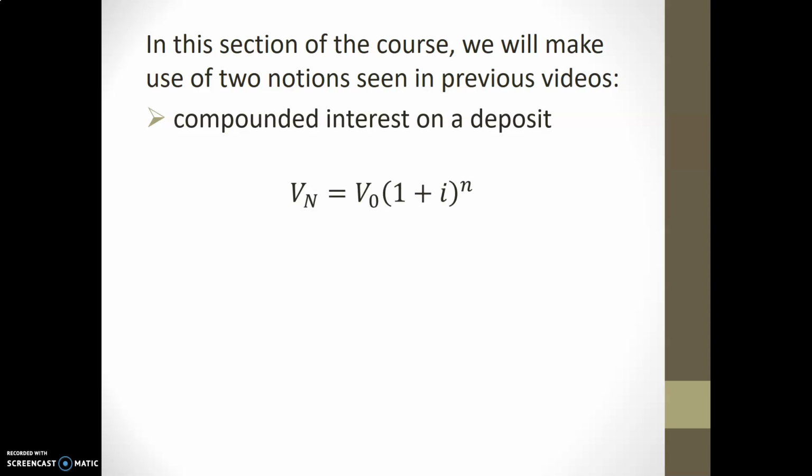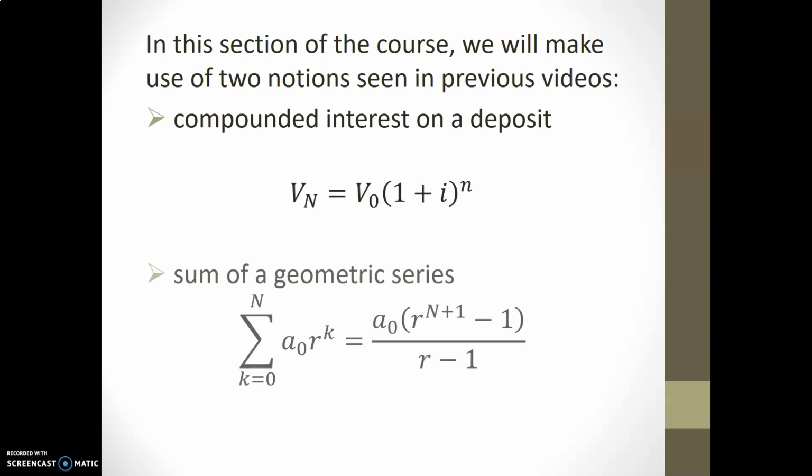So if you recall from the sequences application, the value in the future of an amount, V0, will grow at a rate (1 + i)^n, where i represents the periodic interest rate and n represents the number of periods between its deposit and the time we're calculating its value.